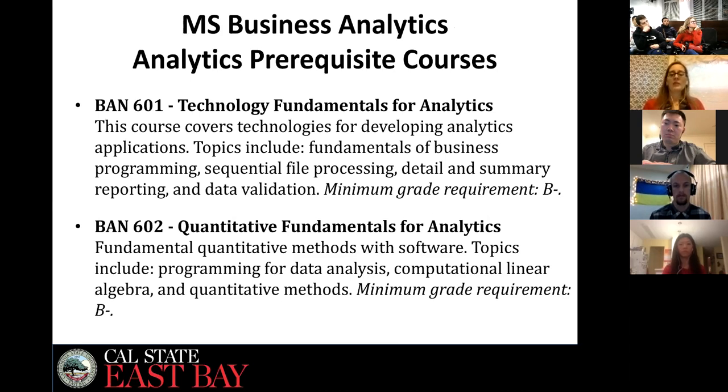So the other thing is that we have these two prerequisite courses that students are supposed to have a foundation in before they can enroll in our program. So it's technology fundamentals for analytics and quantitative fundamentals for analytics. If you don't have these courses or something equivalent to them, we have a pre-business analytics program, which is a one-semester program where you could take these courses and any of the other background materials that you may need. You could also take the statistics or the math courses at the same time. We'll cover that more later.